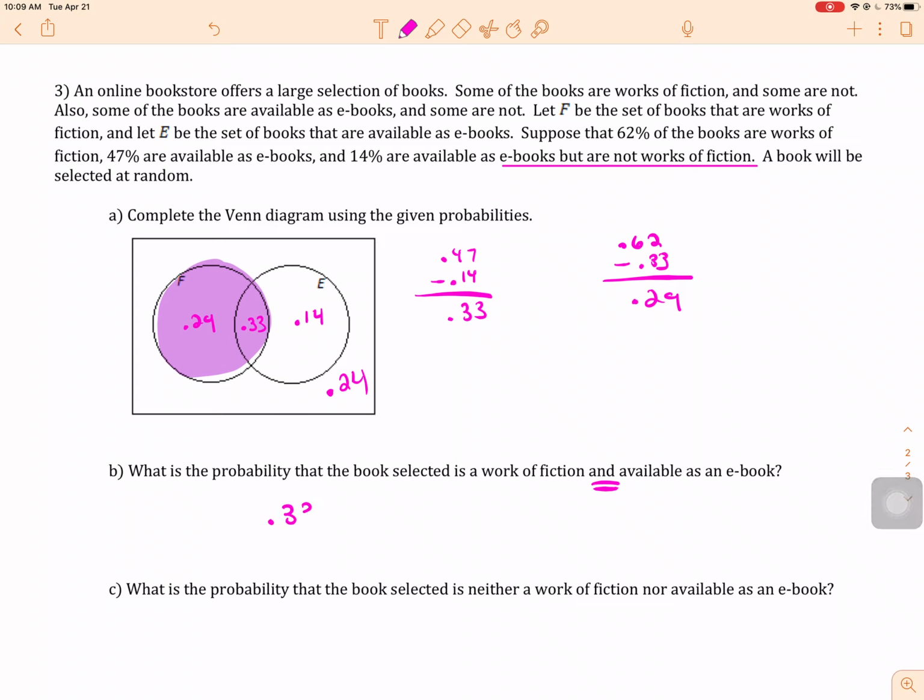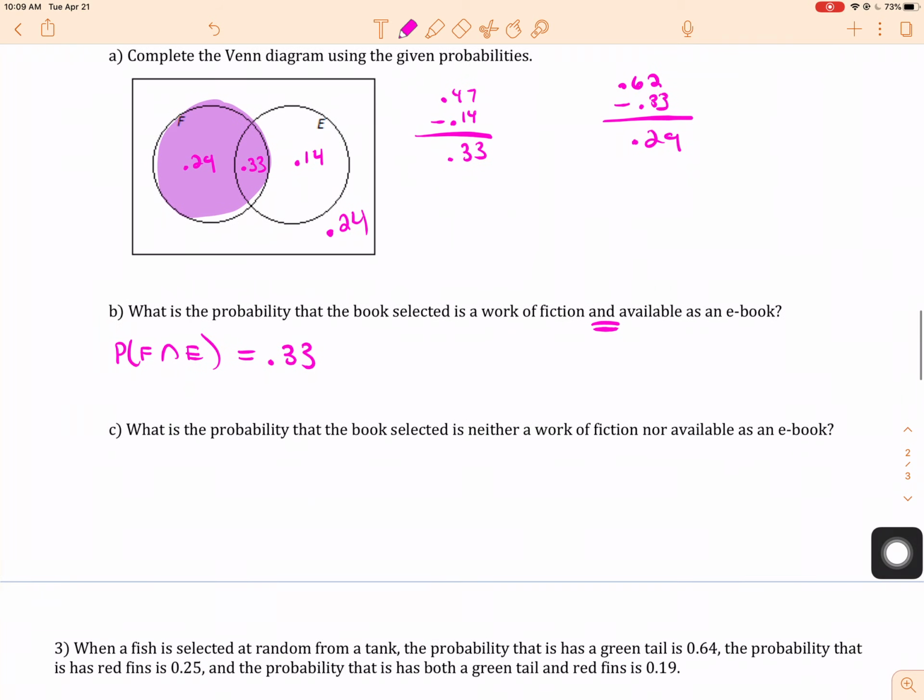What is the probability that a book selected is a work of fiction and an e-book? It's 0.33. What is the probability that the book is neither a work of fiction nor an e-book? We have notation for this: the probability of not fiction and not an e-book, with a little tilde. And we did this already, that's 0.24.